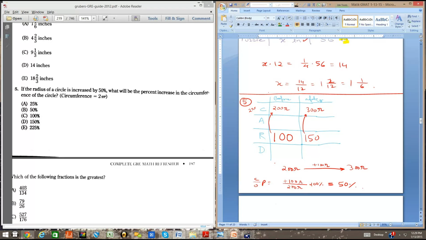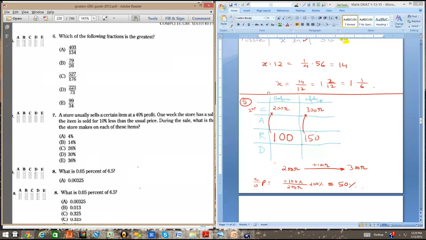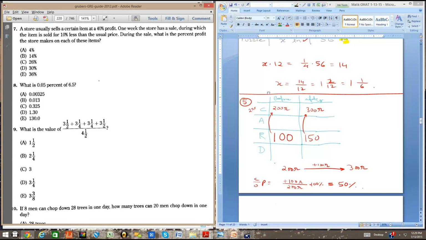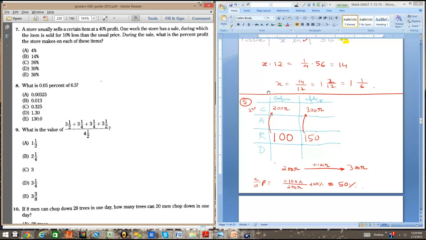So all these 4 apps are very important. The card method for circles, the before-after chart so you don't mix it up, the 100, and the COP method. I'm going to skip 6. Go ahead and try 7. And you're going to use one of the apps I just showed you.